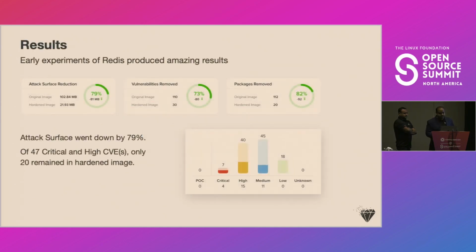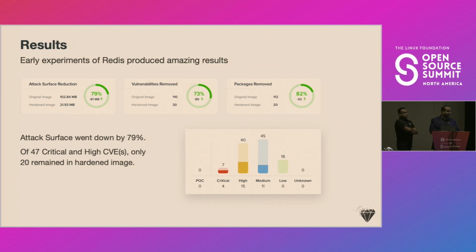So here what we saw was the attack surface got reduced from 102 MB to just a 20 MB image after deleting those many packages and files. The number of vulnerabilities in our system got removed from 110 to just 30 in the Redis container. And the packages went down from 112 to 20. Of the 47 critical and high CVEs, we just remained with 20 high and critical CVEs.